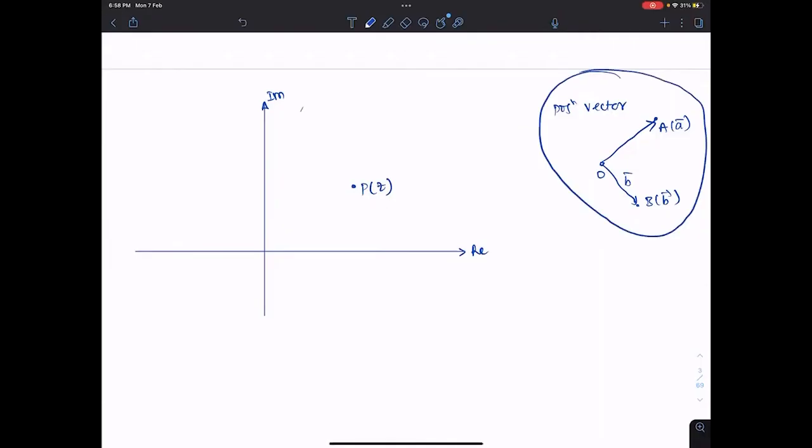That means if I join from origin to that point, that vector is Z. Now, the angle made by that vector with the positive real axis is the argument. The length of that vector is the mod Z, the modulus of that complex number. The length is only modulus.